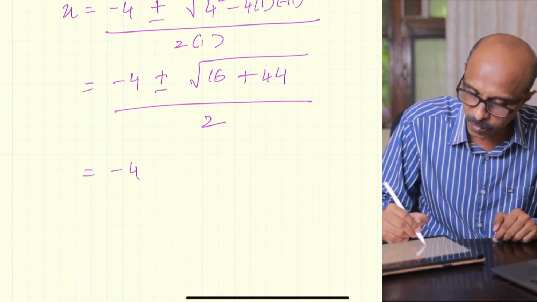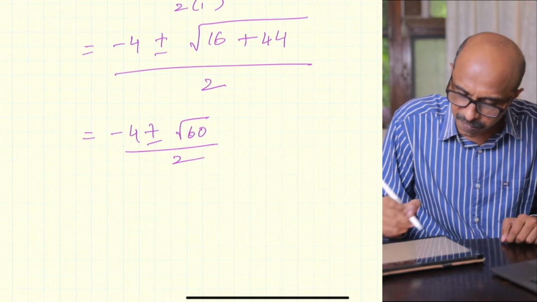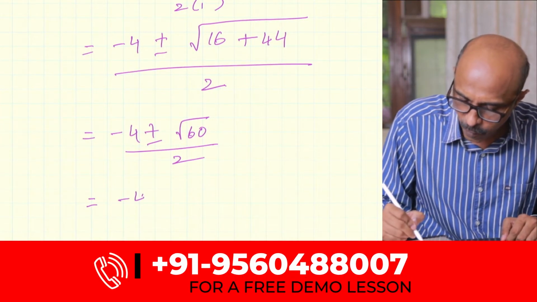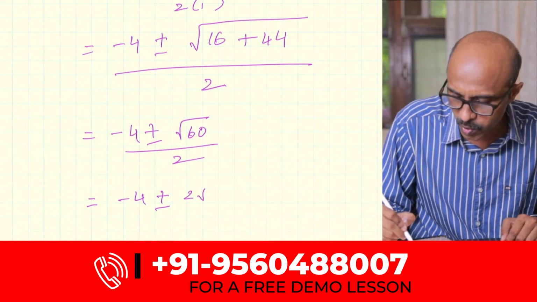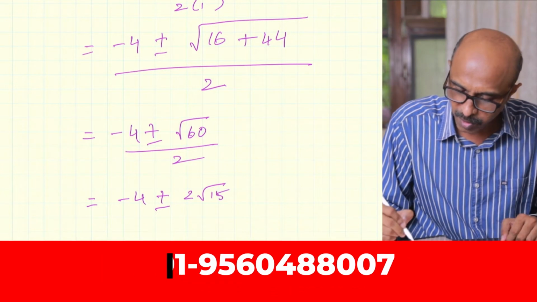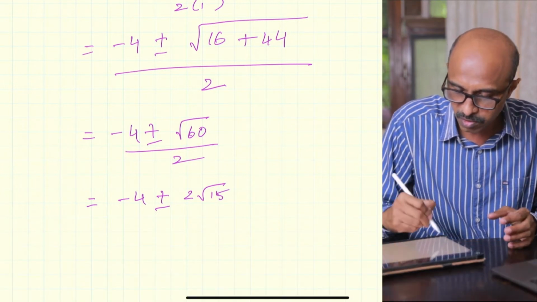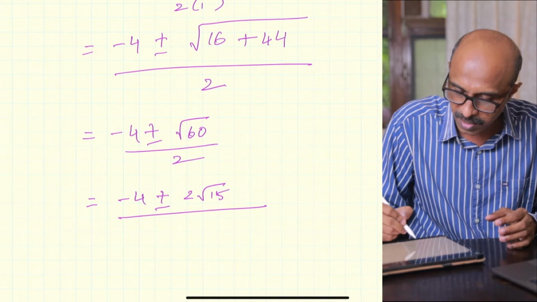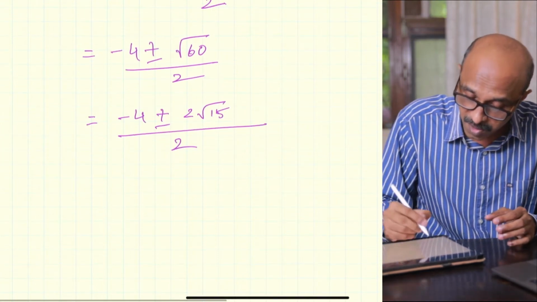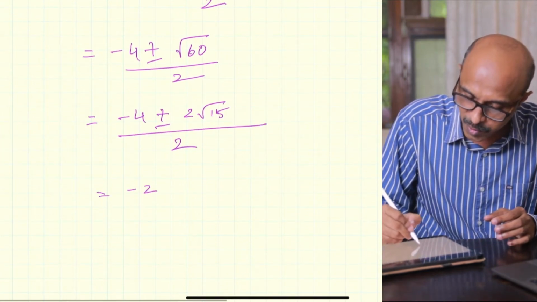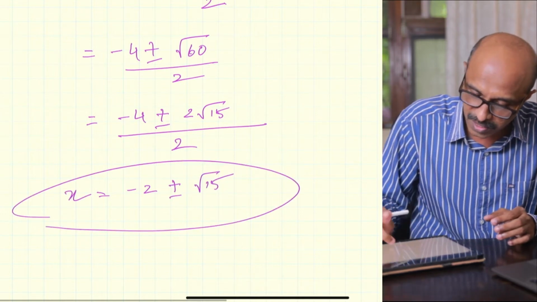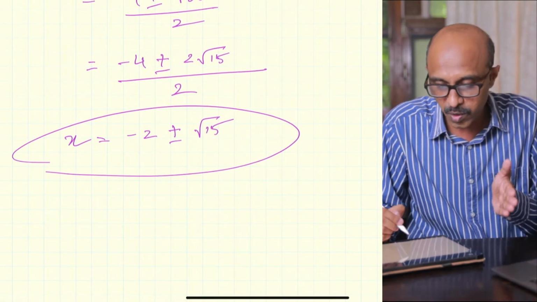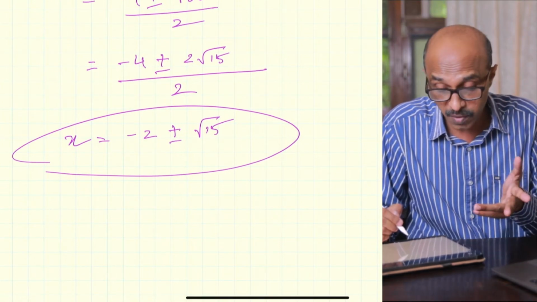That becomes negative 4 plus or minus the square root of 16 plus 44, which is 60. The square root of 60 can be written as 2 square root of 15, because 4 times 15 is 60. So 2 root 15 over 2 can be further simplified as negative 2 plus or minus the square root of 15. Those are the values of x. So the two values of x are negative 2 plus square root of 15 or negative 2 minus square root of 15.